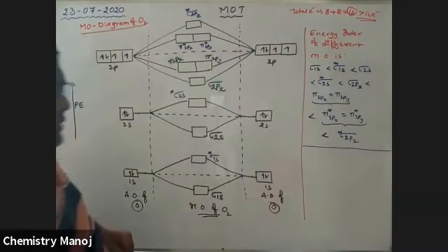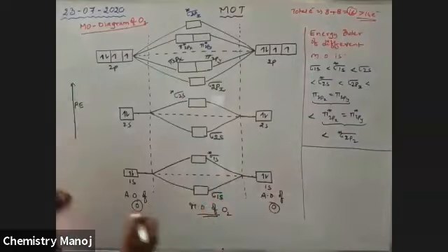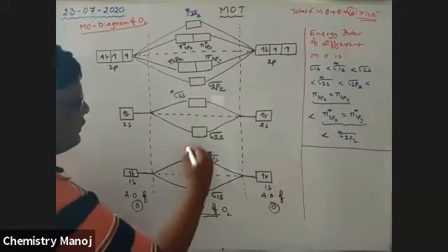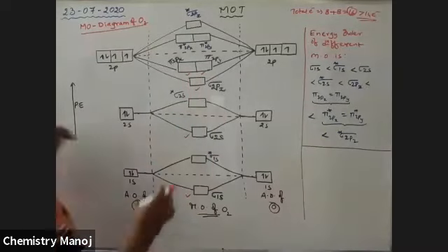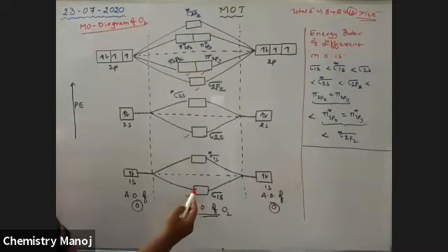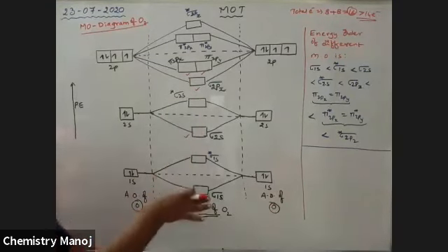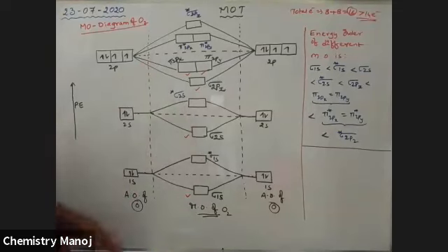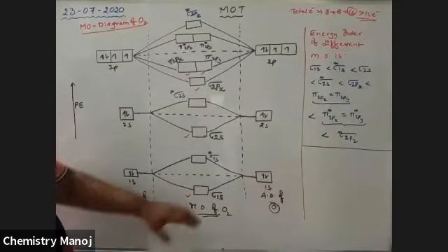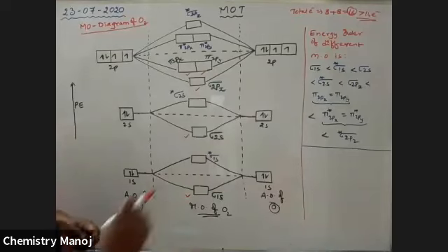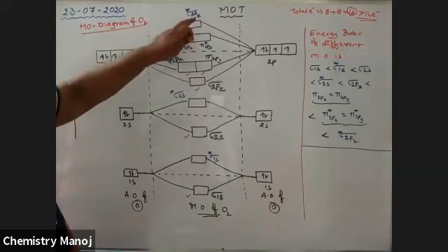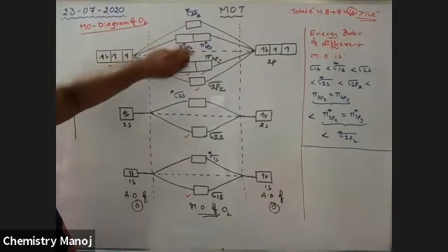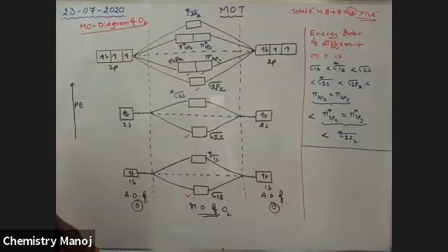So these are, see here, this one, these red colored orbitals. So these orbitals have less energy than those orbitals. So these orbitals are called bonding orbitals. These orbitals which are not ticked with the red pen, those orbitals are called anti-bonding orbitals.